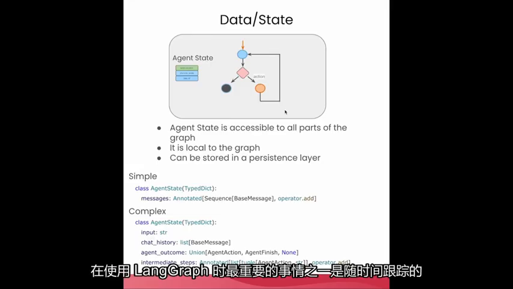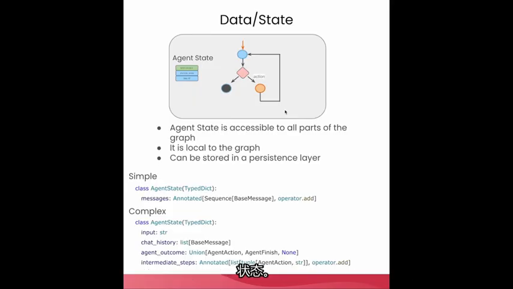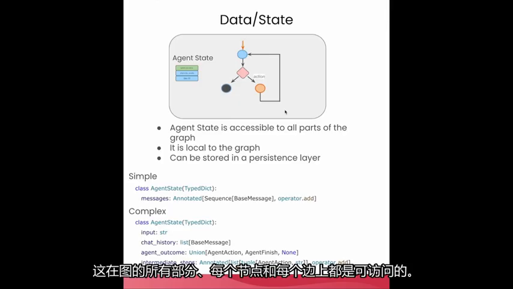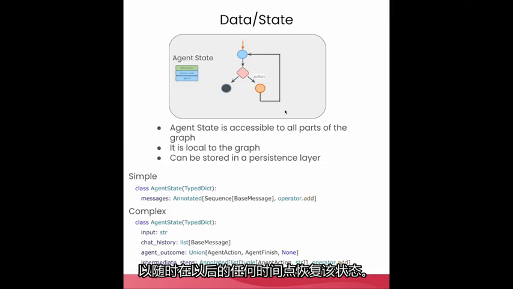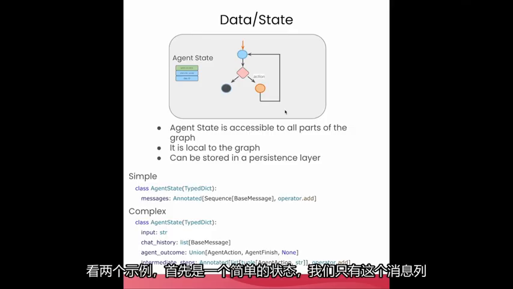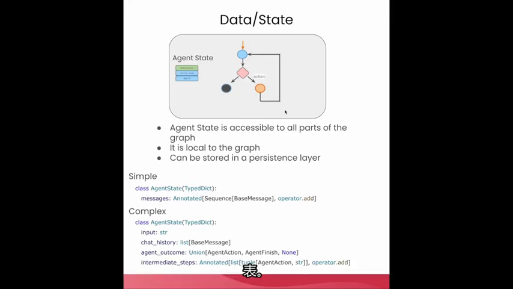One of the most important things to understand when working with LangGraph is the state that is tracked over time. This is often called the agent state. This is accessible at all parts of the graph, at each node in each edge. It is local to the graph, and it can be stored in a persistence layer, meaning that you can resume with that state at any point in time later on. Looking at two examples, we first have a simple state where we just have this list of messages.